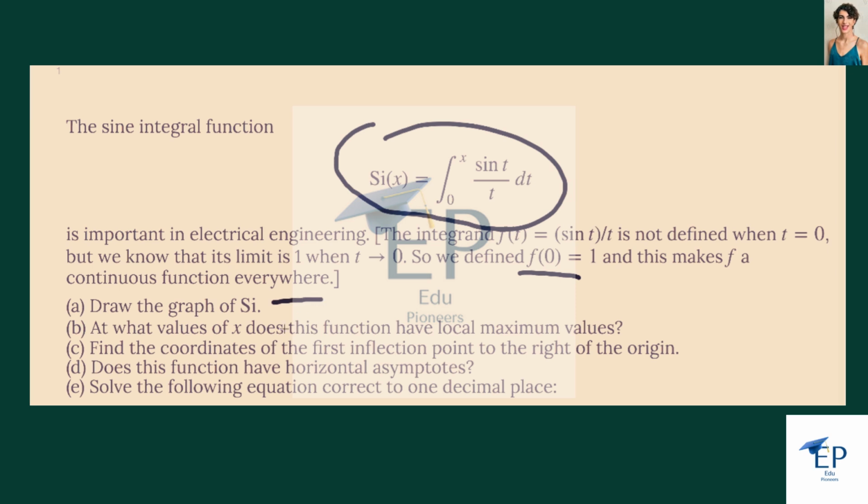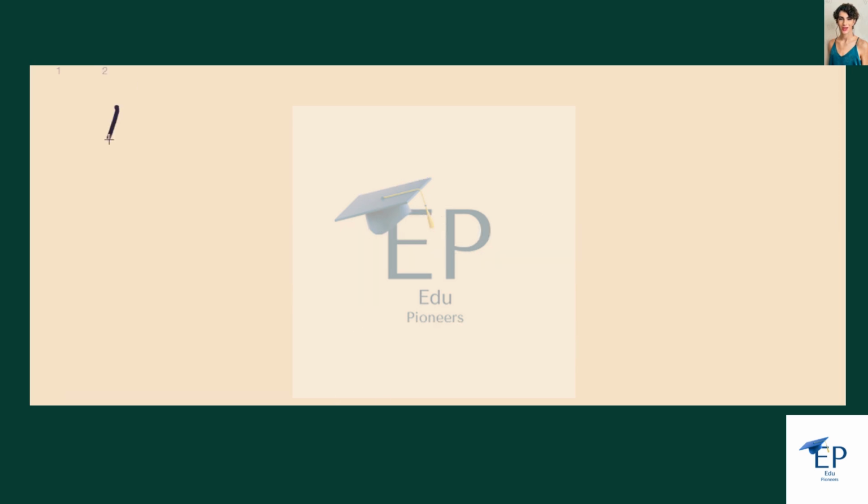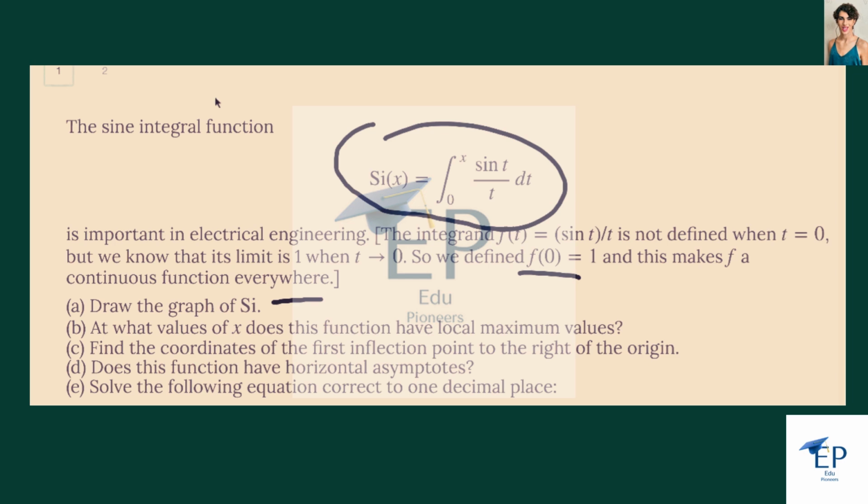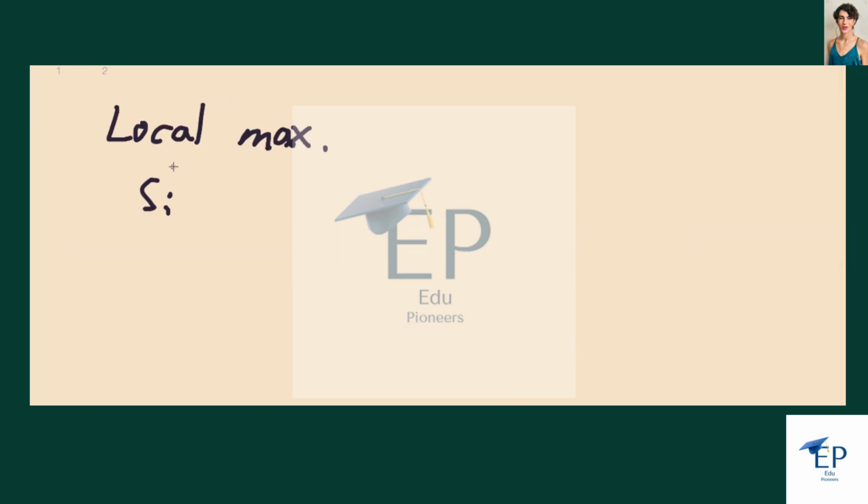You can use a graphic calculator and figure out the local maximum. For a local maximum, we want the first derivative, which is sine x over x, to be 0. That's a critical point.